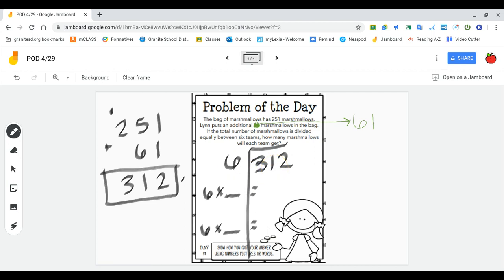So 6 times 5 gets me as close as I can get. It gets me to 30. Then I subtract. 31 minus 30 leaves me with 1 left over, and then I bring down that 2. So now 6 times what gets to 12? 2. 6 times 2 is 12, and I'll have 0 left over. So then my answer would be each team would get 52 marshmallows. And I'm done.